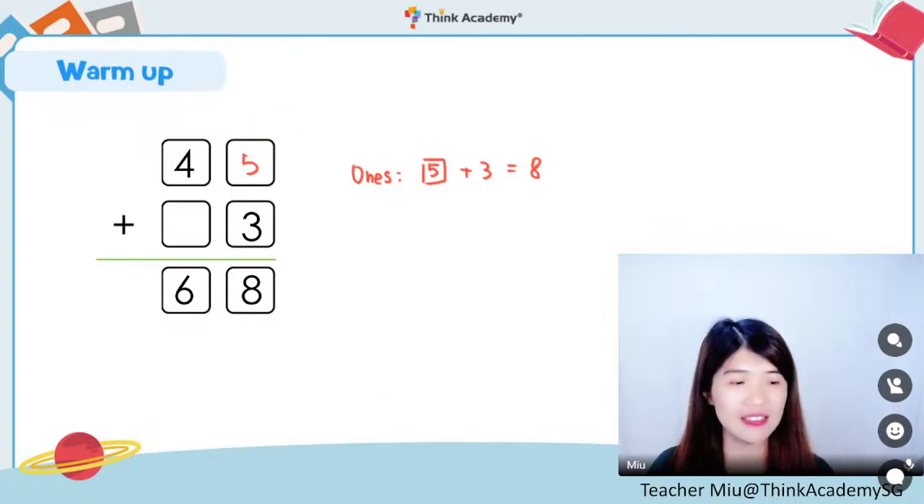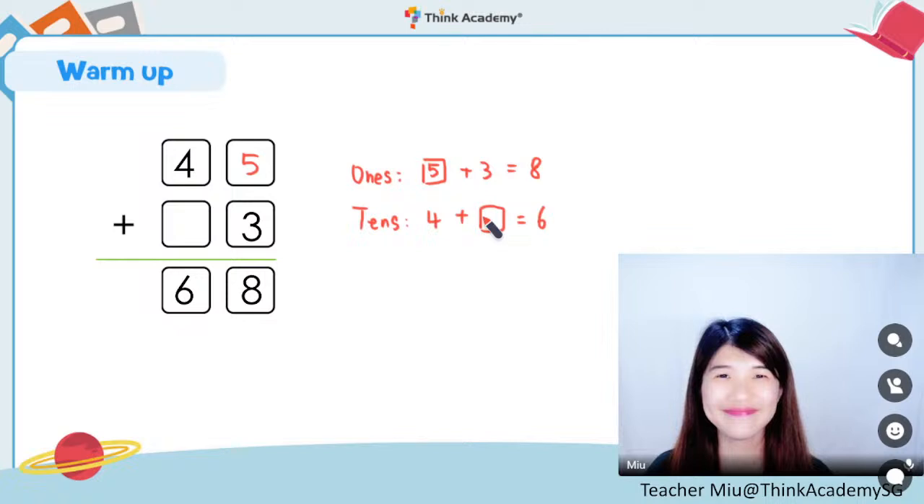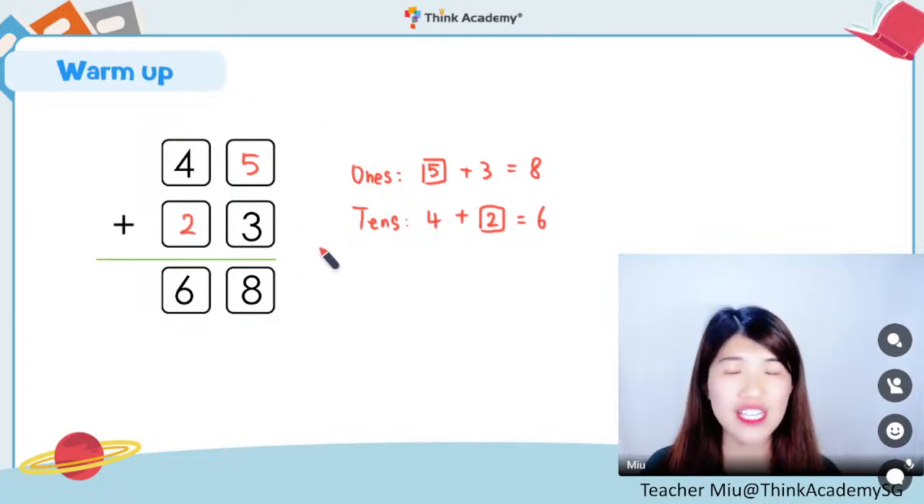Yeah. Then let's go to the tens place. Look at the tens place. For tens place, it is 4 plus a box that gives you 6. So what is that number? It must be a 2, right? So here in this box is a 2. But after you finish this, guys, what should you do?